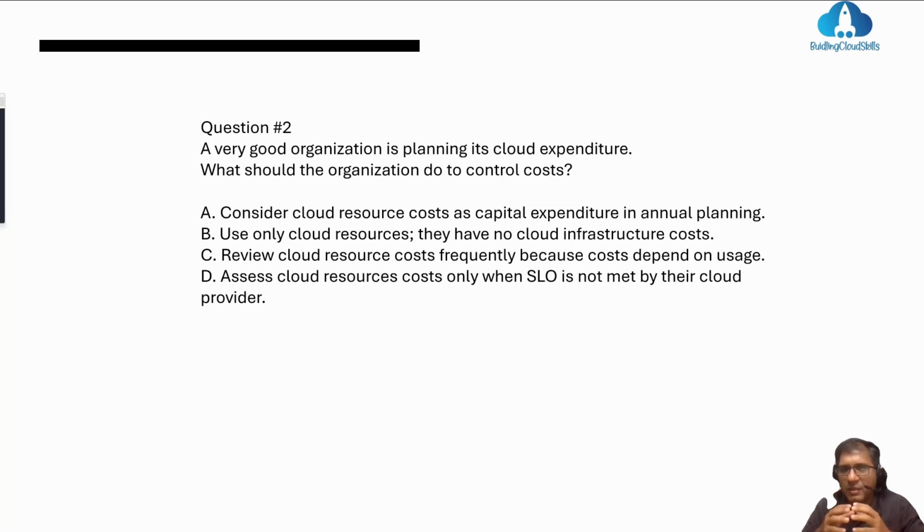But for an ongoing review, with respect to this question, your right answer would be review cloud resources cost frequently because cost depends upon usage. It's a pay-as-you-go model. The more resources you consume, the more you pay for it. So tracking it via budgets and alerts is critical. It's fundamentally important for implementing cloud, right? So your right answer is option C in this.